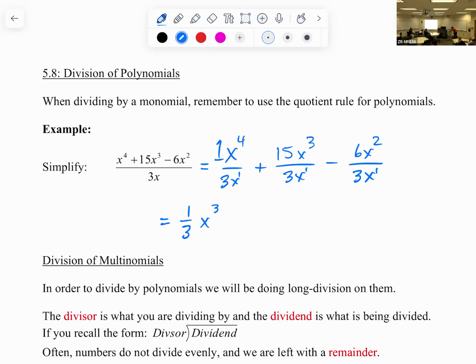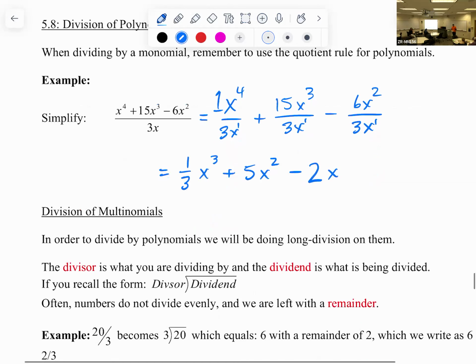15 divided by 3, do the number, so that's a 5. x cubed divided by x to the 1st, x squared. 6 divided by 3 is 2. And x squared divided by x to the 1st, subtract those, x. So a monomial, a single term, you just do the rules of exponents one piece at a time. And that's essentially what we already have done, we're just doing that in more steps.